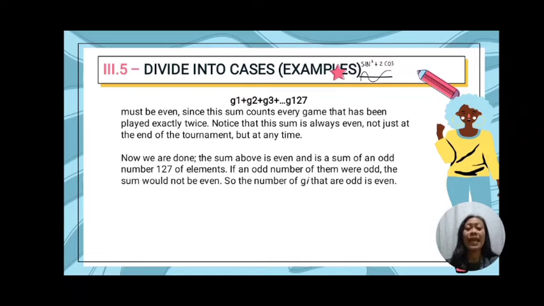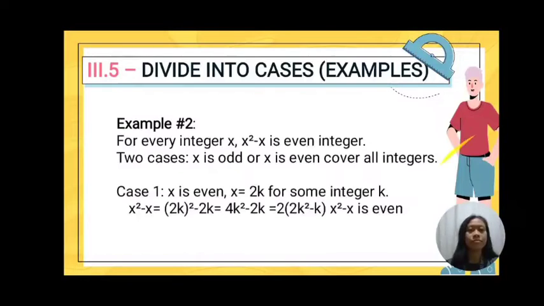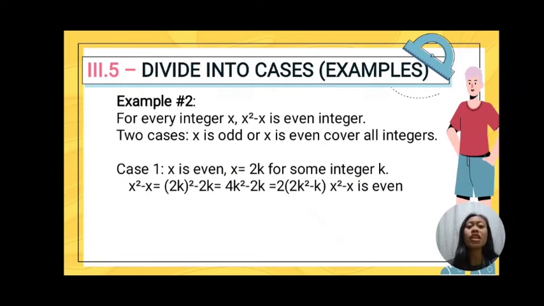So, let's have another example. For every integer x, x squared minus x is even integer. So, may dalawang cases para ma-solve ito. Pwede x is odd or x is even, cover all integers.